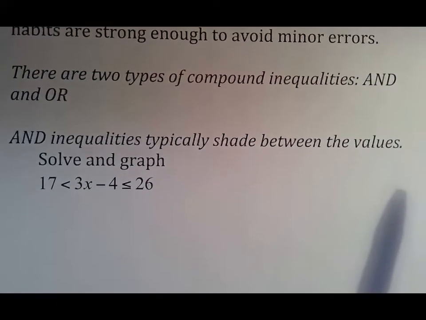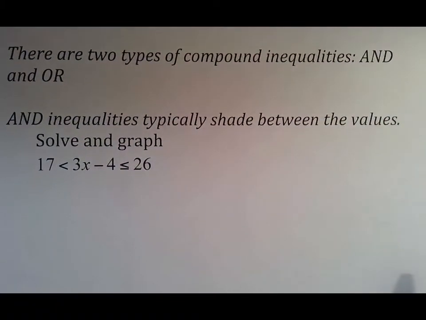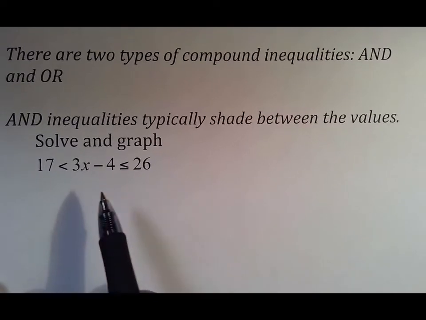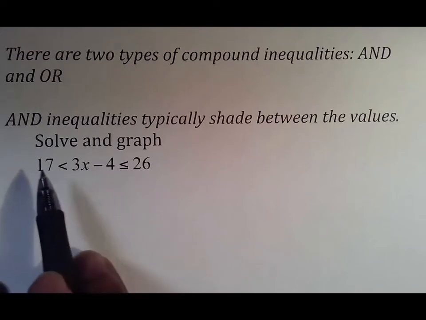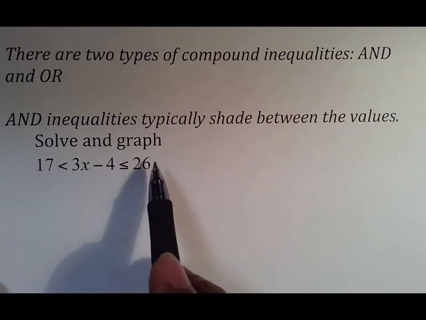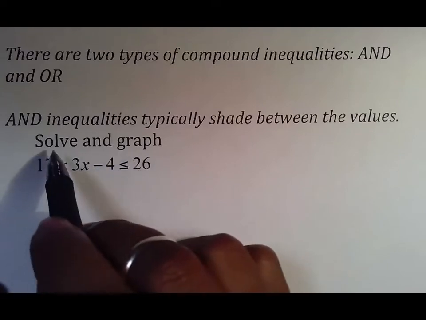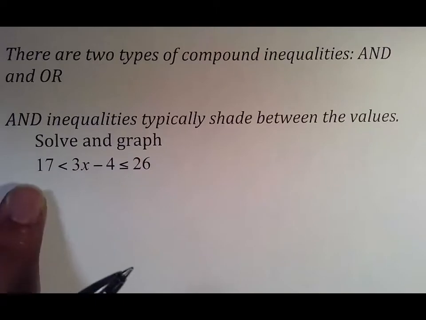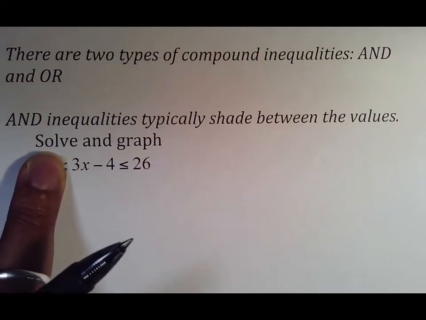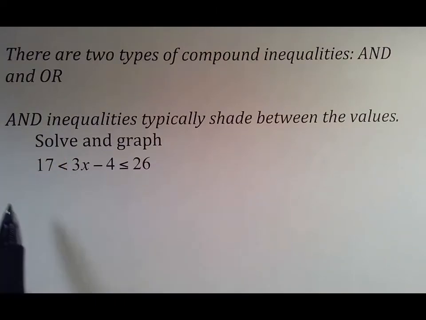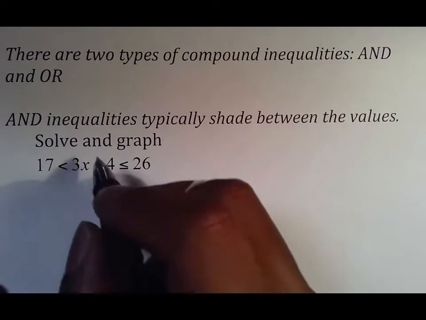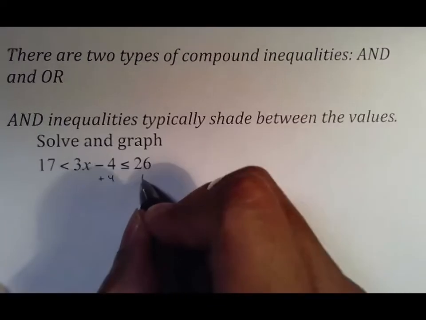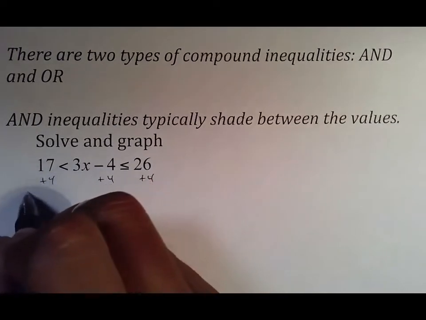And inequalities typically shade between the values. You probably want to make that mental note and memorize it, because that's usually what happens. In a situation where you have a connected inequality, there's actually two of these put together. So in other words, you have 17 is less than 3x minus 4, and also 3x minus 4 is less than or equal to 26. Because this is all balanced, I still solve the same way, which is I add 4. But instead of doing it twice, I've got to make sure I do it 3 times.